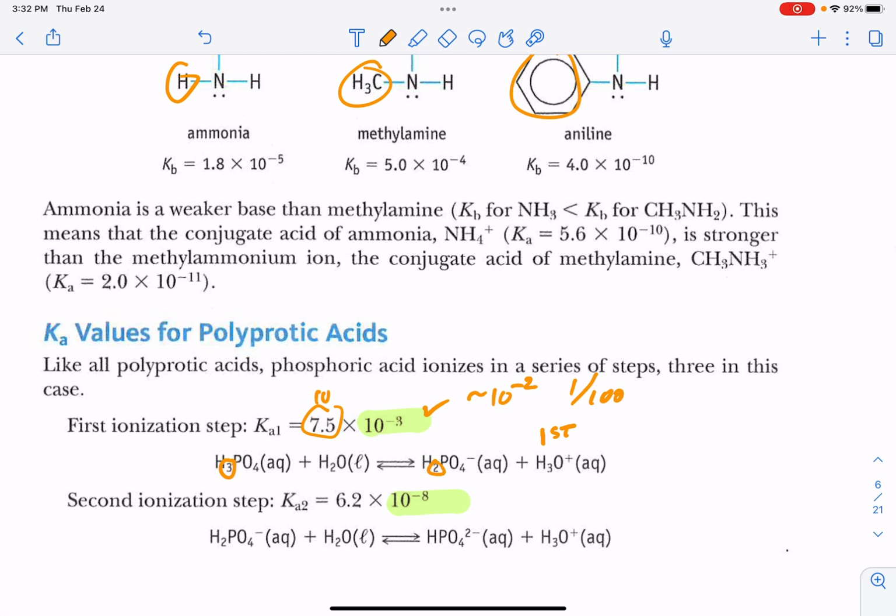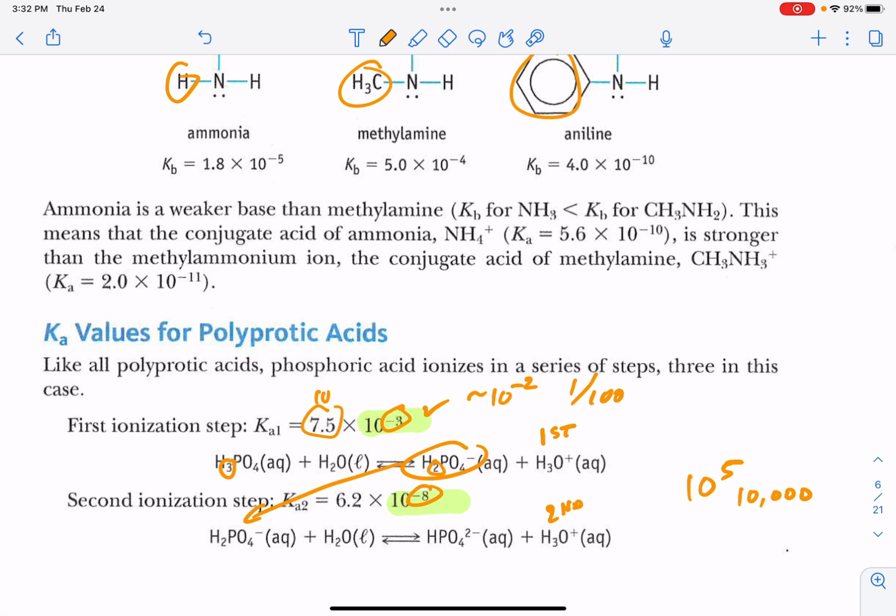Now, once you create this, and we bring it down here, you can donate the next proton. And this isn't going to happen much at all. It's important to notice that when you go from minus 3 to minus 8, that means that losing the second proton is 10,000 times less likely to happen.